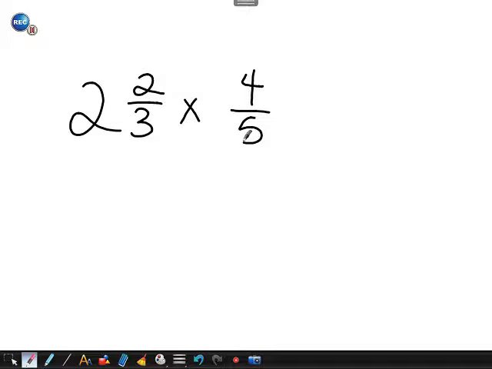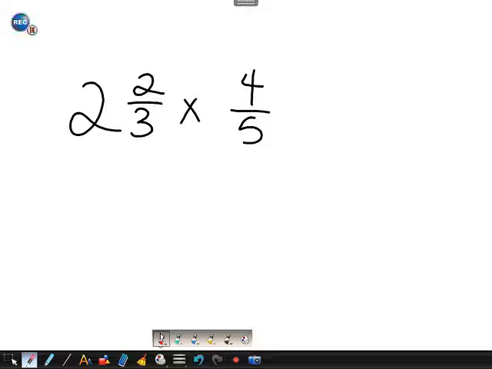We'll try one more. And I'll do this one for the smarty pantses out there. Let's try 2 2/3 times 4/5. So in order to do this, we have to convert our mixed number first into an improper fraction.